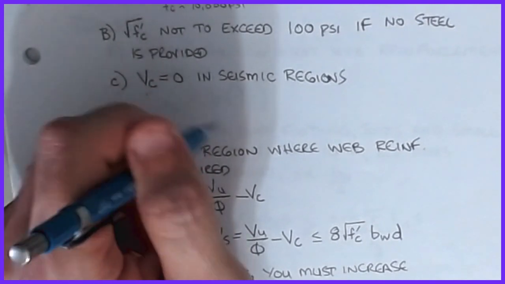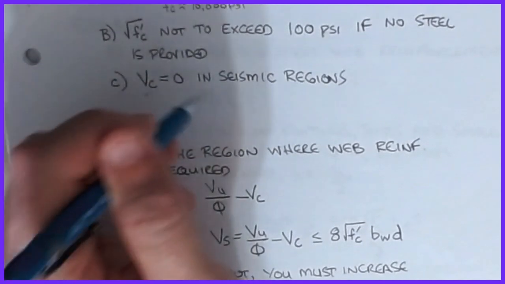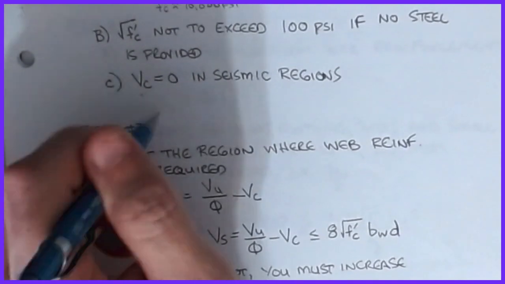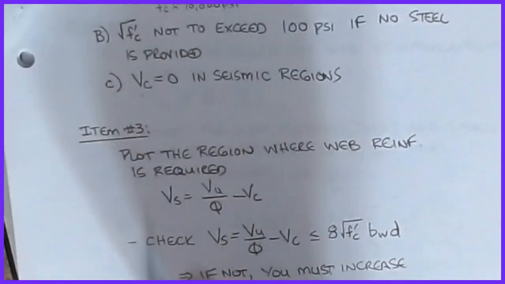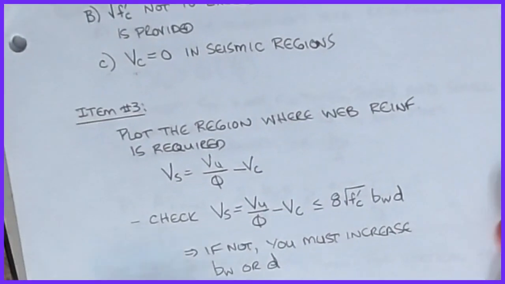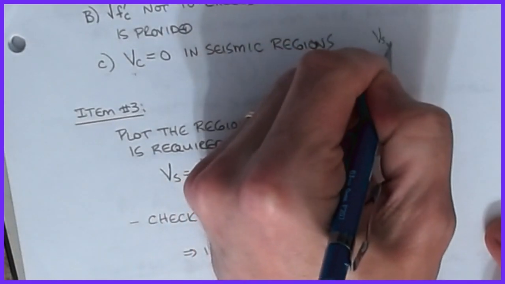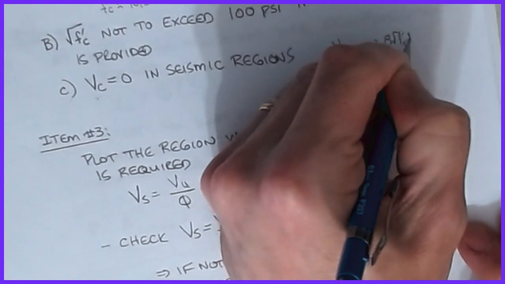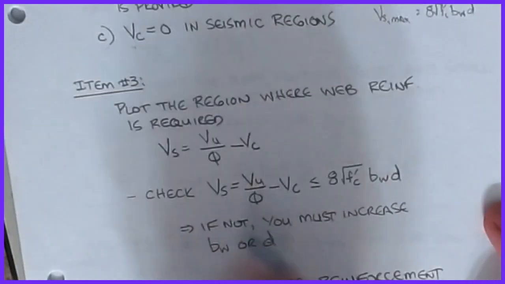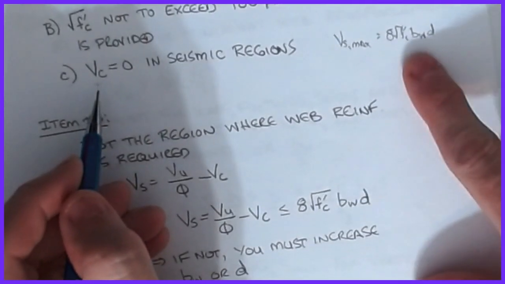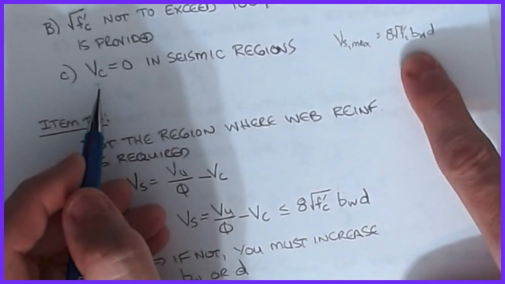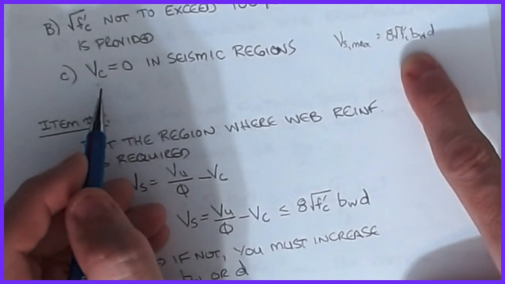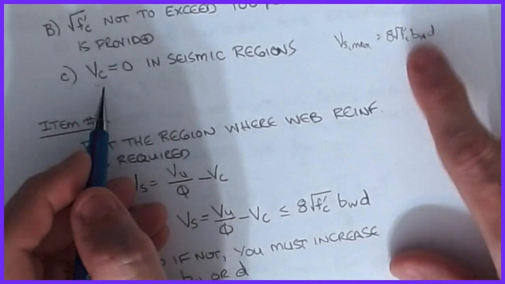Part of that is because of these reversals, and once I crack it, I can't uncrack it. So we're just going to neglect the concrete contribution altogether, and the steel has to do all of the work. Which again, remember, we have a limit on Vs max. The Vs max is 8 root f'c bw d. If I don't have any Vc, now my maximum can only be 8 root f'c, not the 10 that we were looking at in the last video.